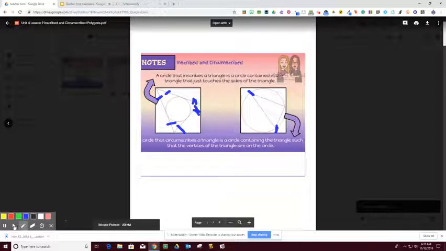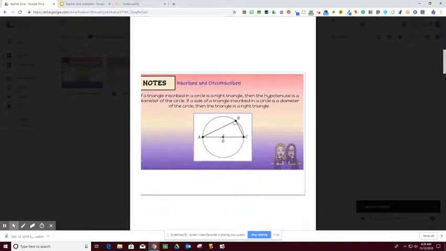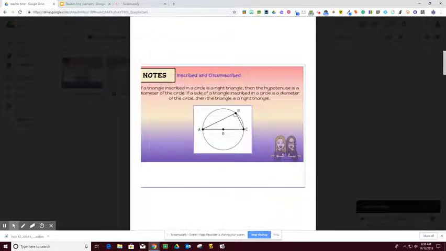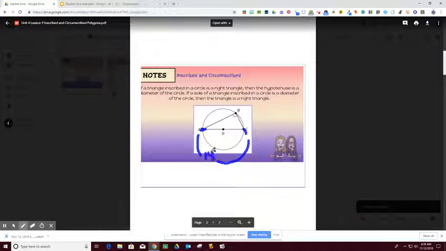The next theorem that we're going to talk about is what happens if a triangle is inscribed in a circle, is a right triangle. Because this is a right triangle and this is 90 degrees, if we double 90, we're going to get that this arc right here is going to be 180 degrees. And we're going to be using this a lot to know what measures of arcs and angles are.